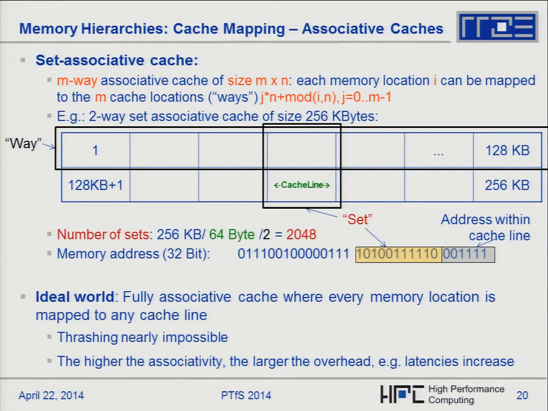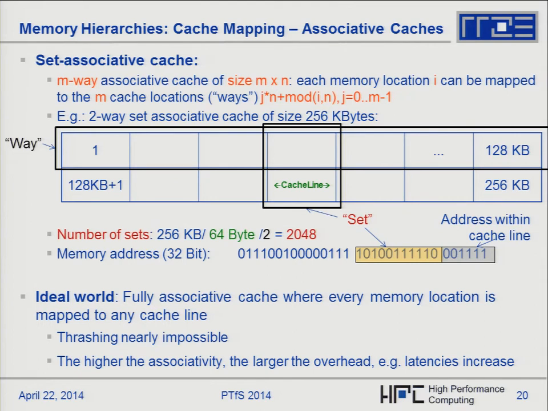So that's our cache, 256 kilobytes again. It's divided in 2 so-called ways. And if you take a certain cache line here and its corresponding cache line in the second way here, these 2 cache lines form a set. This is the set. So this set contains 2 cache lines, and whenever you identify a memory cache line to be loaded into cache, it can go to either of the 2.